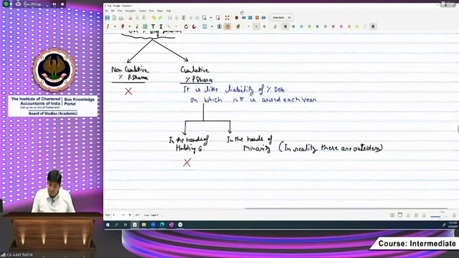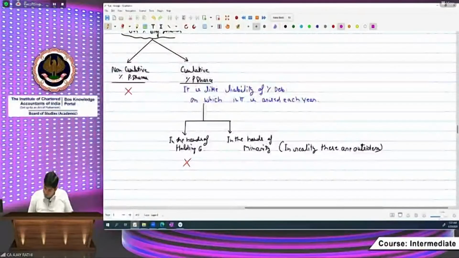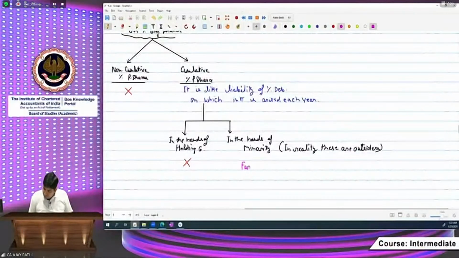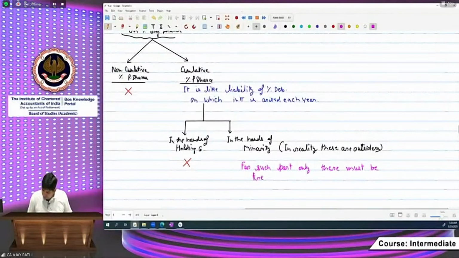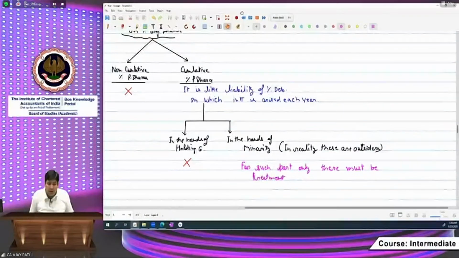Hence, for such part only, there must be treatment. How the treatment will be done?